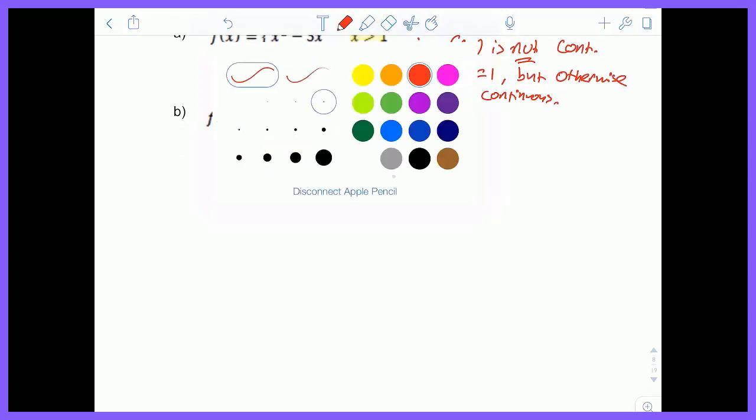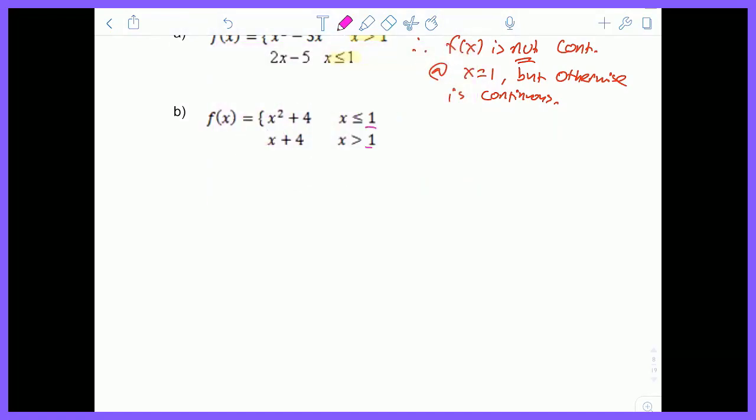The bottom one here looks like a nice function. It's looking like we're checking 1 again. So let's do the limit as x approaches 1 from the left, and compare that to the limit as x approaches 1 from the right. And we're going to hope these are equal. Let's do the left first. The left is defined by the top piece. The top piece would be 1 squared is 1, plus 4 is 5. The bottom piece is 1 plus 4, which is also 5. Neato. So this works. So the limit as x approaches 1 of f of x is 5.